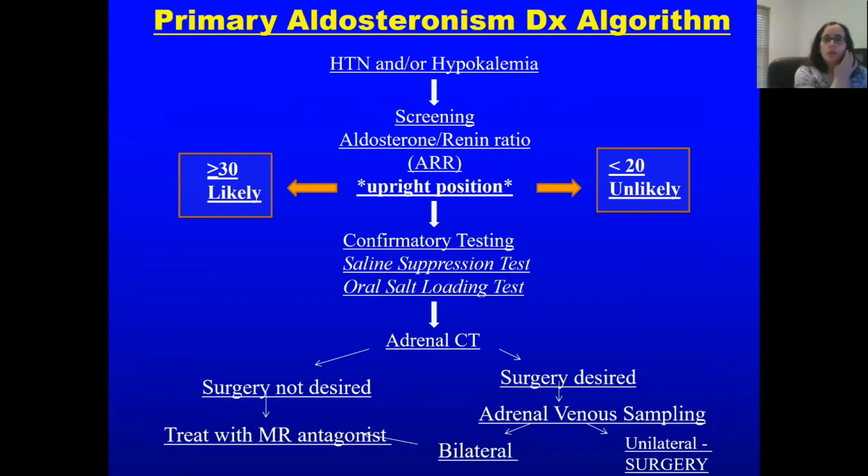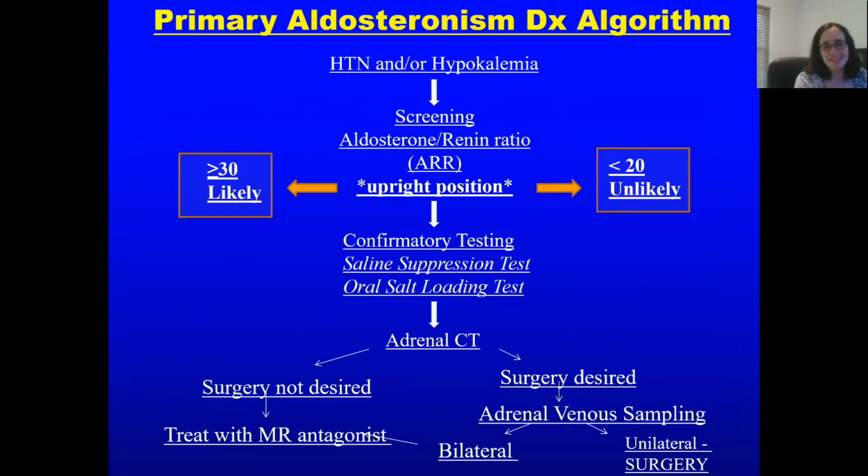So this is our little algorithm here: primary hyperaldosteronism. So hypertension and or hypokalemia, you screen with an aldo-renin ratio. It is important that they need to be upright. Ideally, they'd be upright at least 2 hours before they have the test. You want them at their most dehydrated.